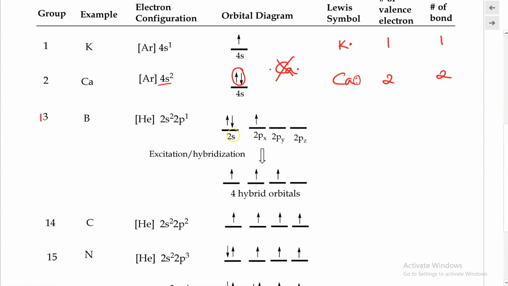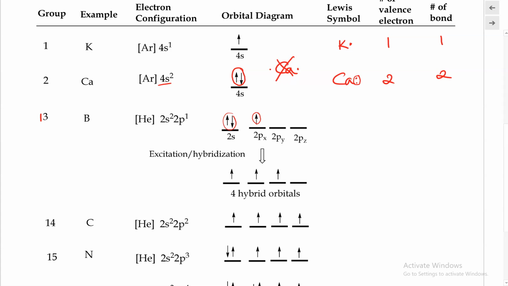Now, when we draw the orbital diagram of boron, this is what it would be. The 2s has 2 electrons in it. And now in one of the p orbitals, there's 1 electron in it. So initially, that's what it is.